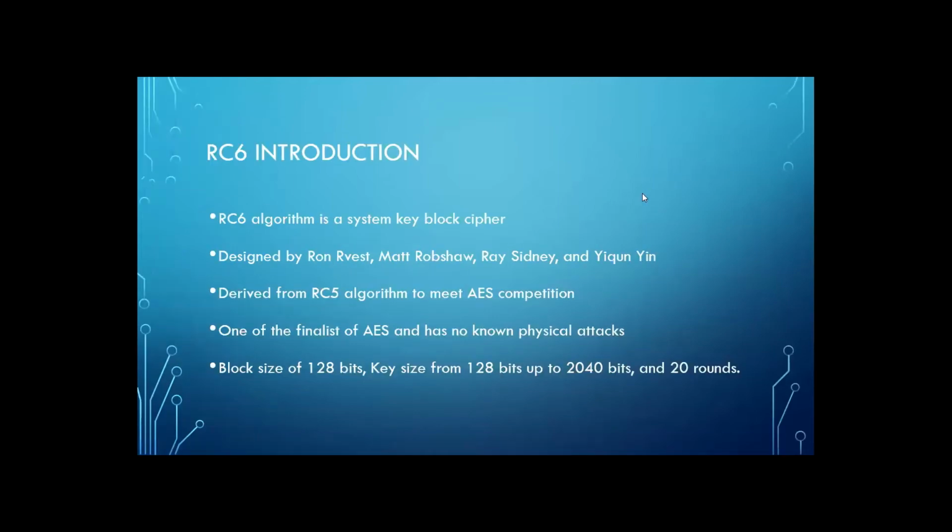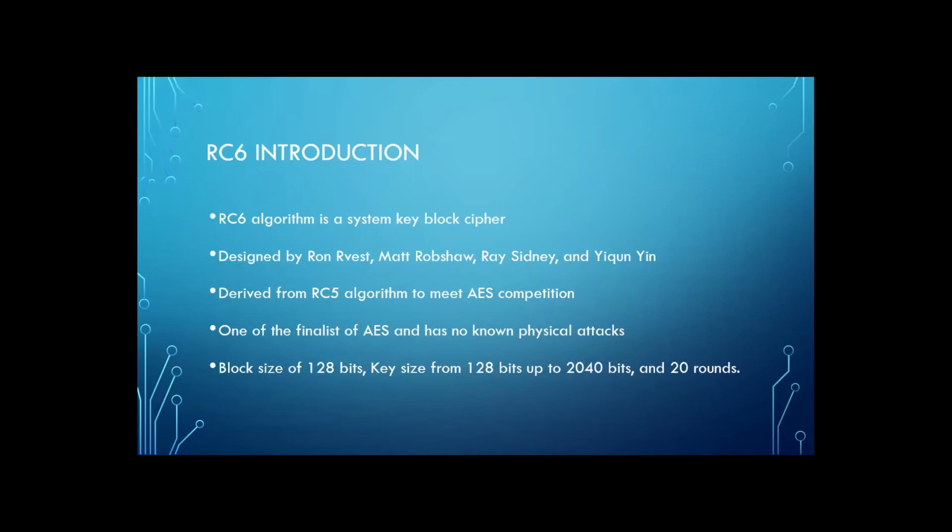So first, a quick introduction on what RC6 is. RC6 stands for Rivest cipher because it was made by Ron Rivest, along with his partners Matt Robshaw, Ray Sidney, and Yiqun Lisa Yin, and they published the cipher back in 1998. They created RC6, which was derived from the RC5 cipher, also made by Ron Rivest, to meet the competition requirements of the Advanced Encryption Standard, or AES for short.